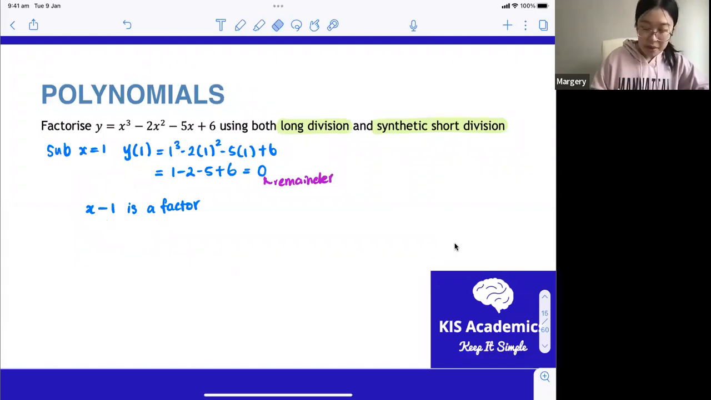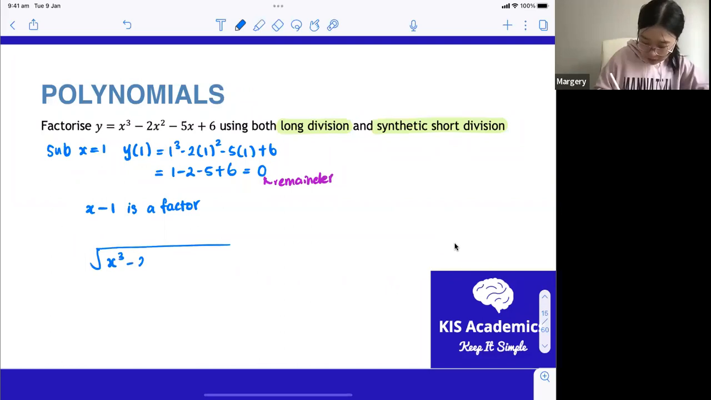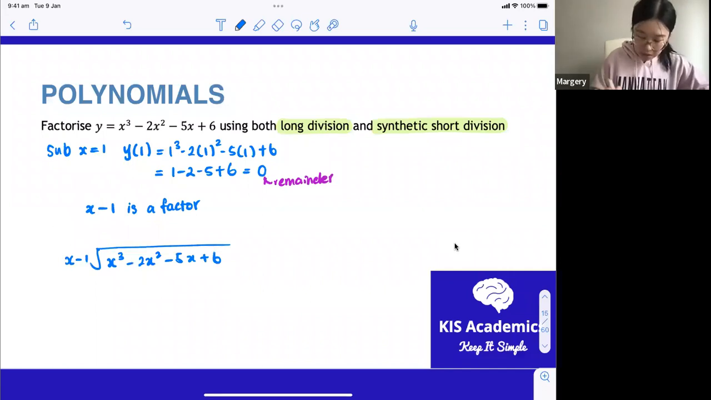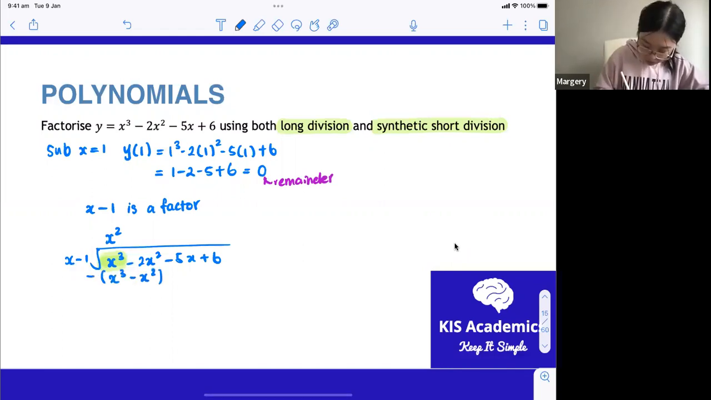Once we've found that x minus 1 is a factor, we can use long division to divide through by this factor. I write down x cubed minus 2x squared minus 5x plus 6, divided by x minus 1. To do this long division, I look at the first variable here, which is x cubed. I need to times x squared by this x to get x cubed, so this top number I would write as x squared. Multiplying x squared with this entire linear function, I get x cubed minus x squared. Subtracting these two from each other, I end up getting minus x squared.